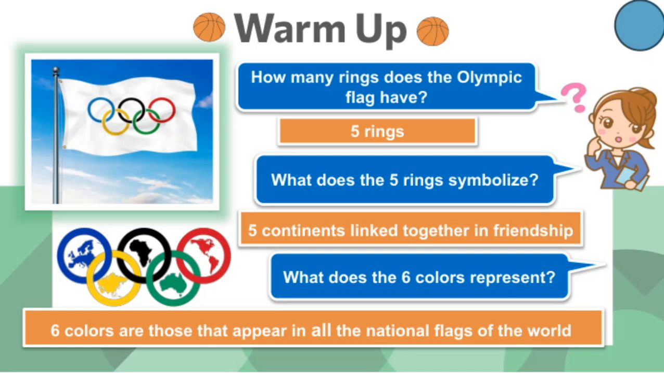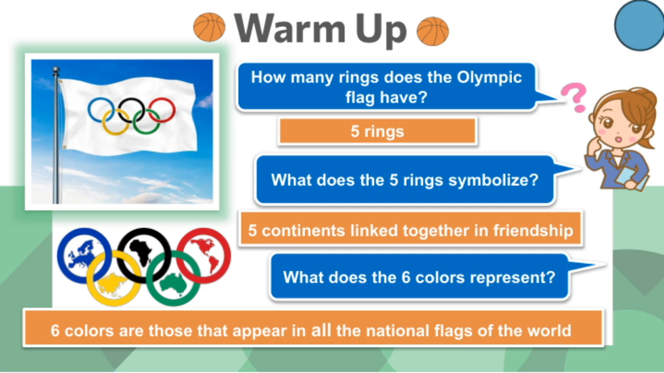Let's take a closer look at the 6 colors that appear in all the national flags of the world. These colors are quite special because they are universal and represent a sense of unity across different nations. Now, what do these 6 colors actually stand for? They symbolize the 5 continents coming together in friendship, emphasizing the idea of global unity and cooperation. Moving on to the 5 rings, which are a well-known symbol of the Olympic Games.